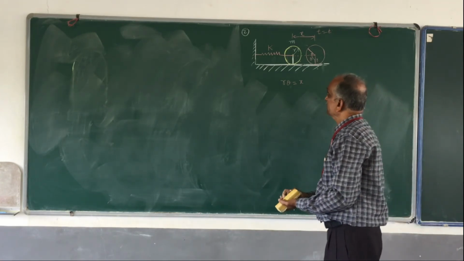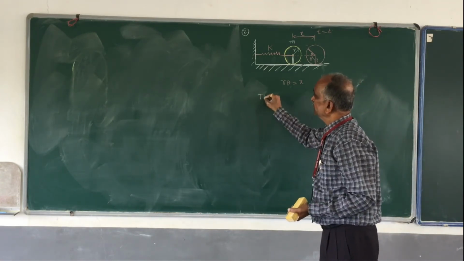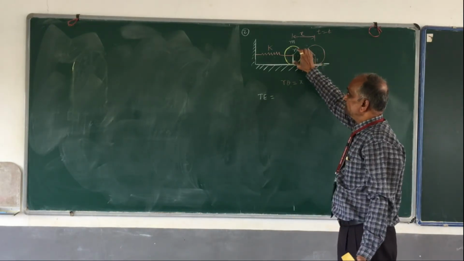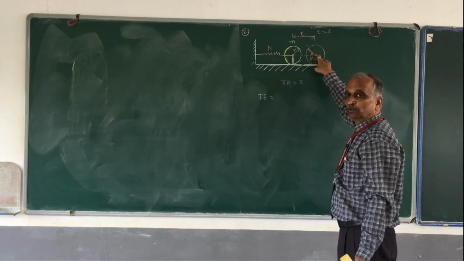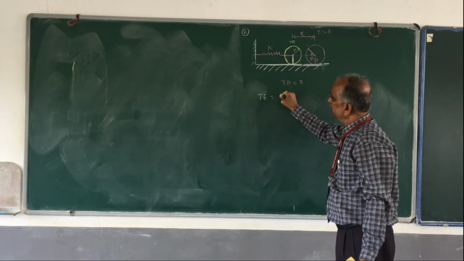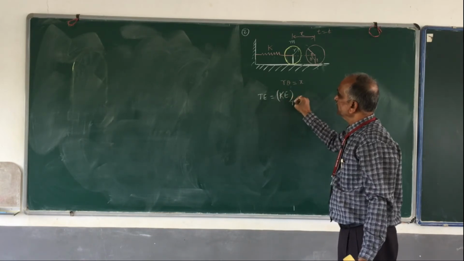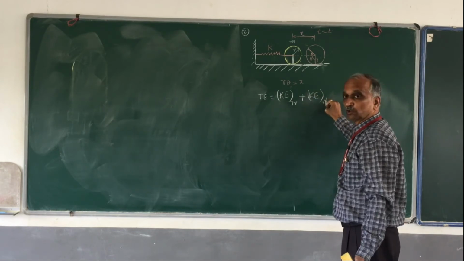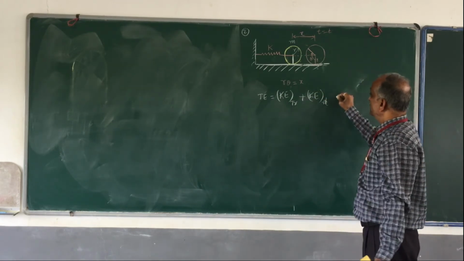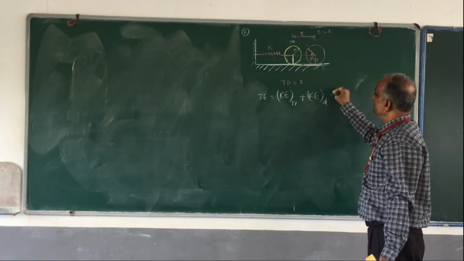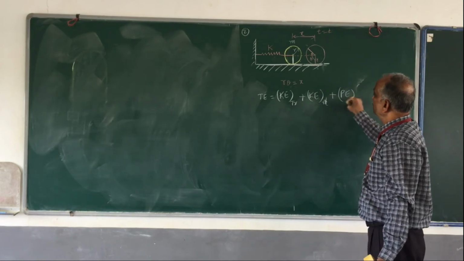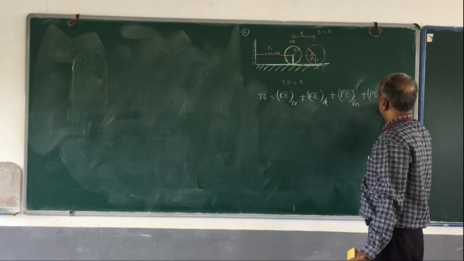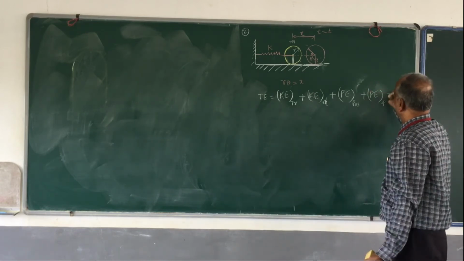Quickly let me write down the total energy, which is equal to constant. It is the sum of kinetic energy because of translation, since this point has moved here, and kinetic energy because of rotation also. Please remember rotation. Then plus potential energy due to position, plus potential energy due to spring. This is equal to constant.